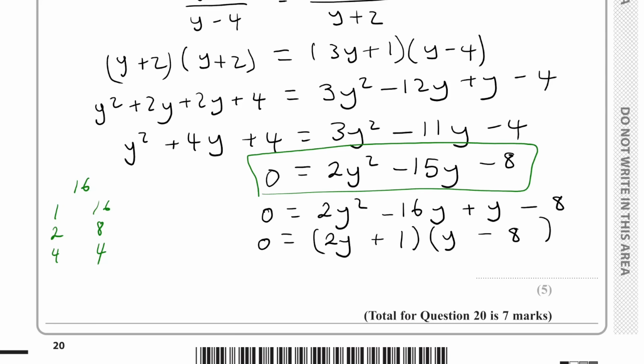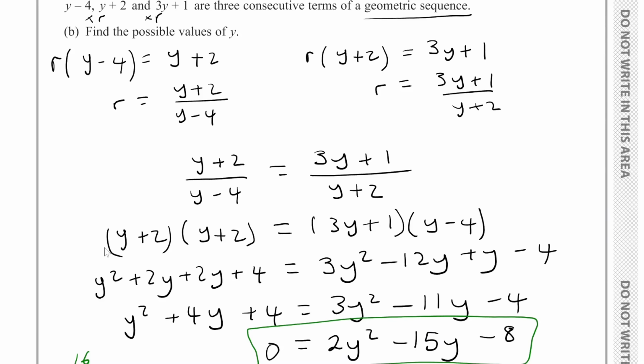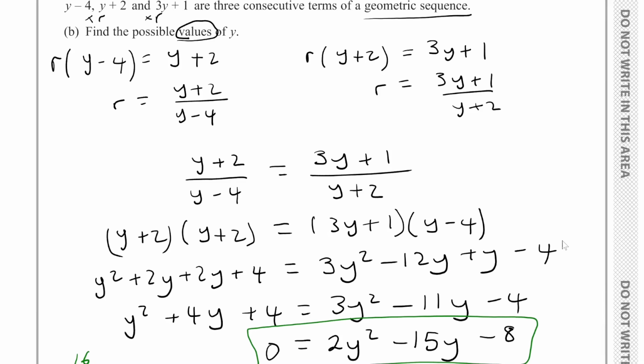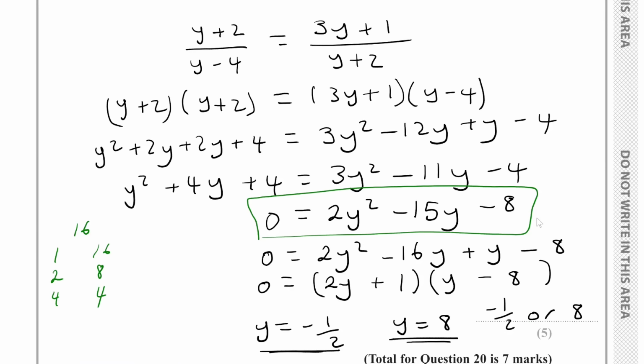I now just have to give my answers. So y could be minus a half, and y could be 8. So it's minus a half, or 8. And you can see from the question, it said find the possible values of y. So there's 2 answers, 2 possible answers. It could either be minus a half or 8. And that's it.